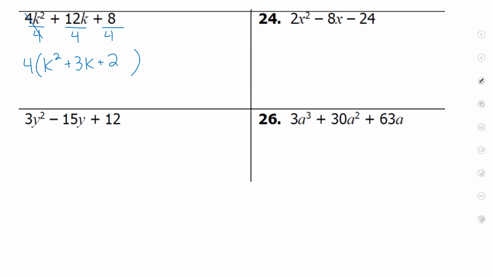Now that I simplified, I'm going to go ahead and factor. So I want 2 numbers that multiply to 2, but add to 3. Yep, 1 times 2 is 2, 1 plus 2 is 3. So my factors will be k plus 1 times k plus 2 with the 4 on the outside.